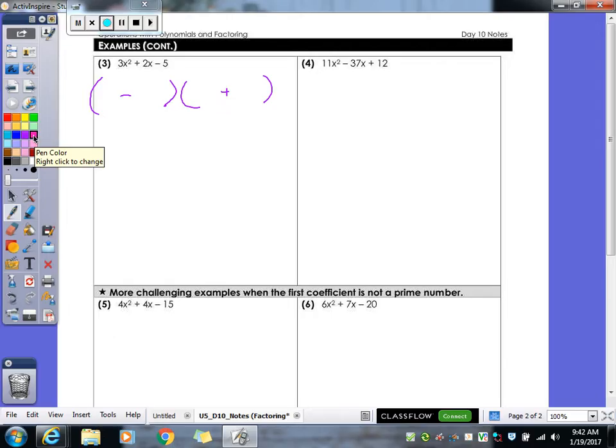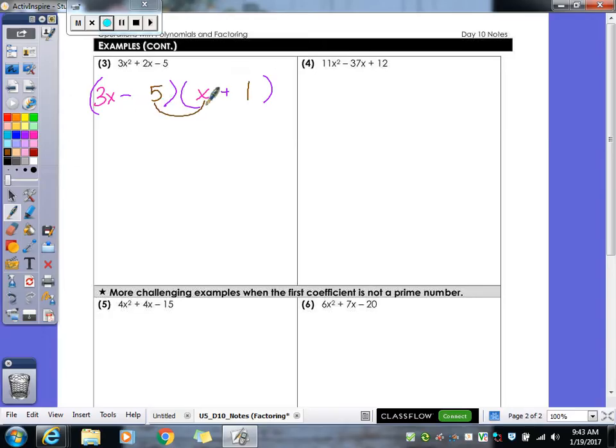3x squared. How do we get 3x squared? 3x and 1x. This one's a little easier. How do we multiply to get a 5? 5 and 1. We don't really have many choices there. All right, let's try it.